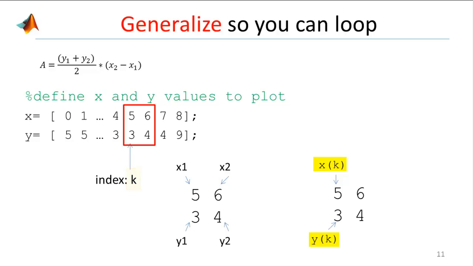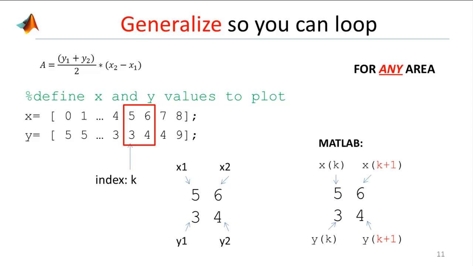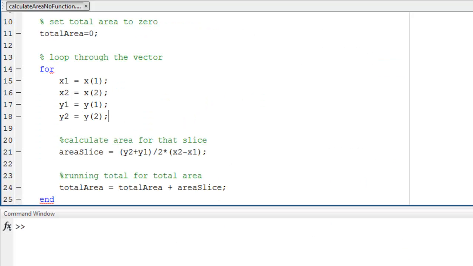If x of k is 5, then the 6 is x of k plus 1. MATLAB will automatically know that this means move on 1 up. And that will work for any area. So instead of a 1, it's k, and this is k plus 1. k plus 1.